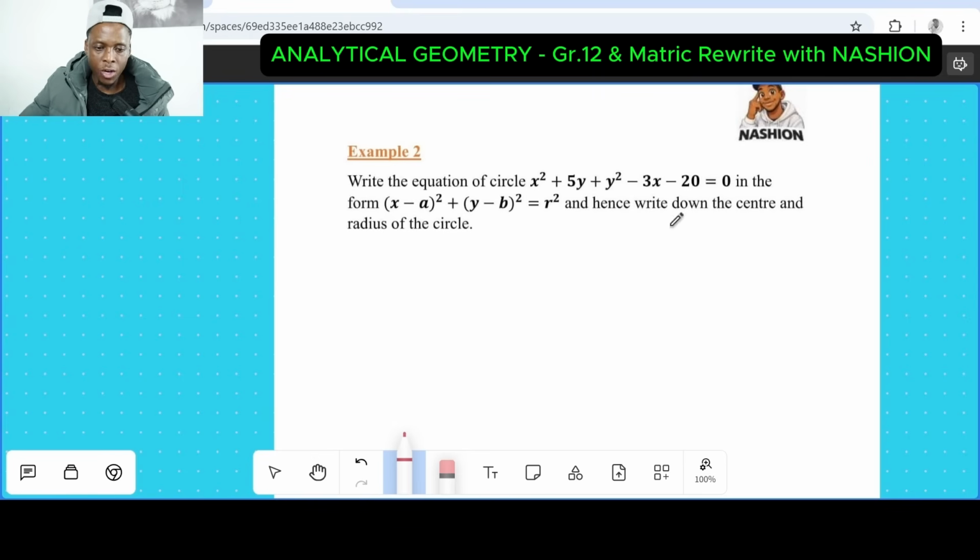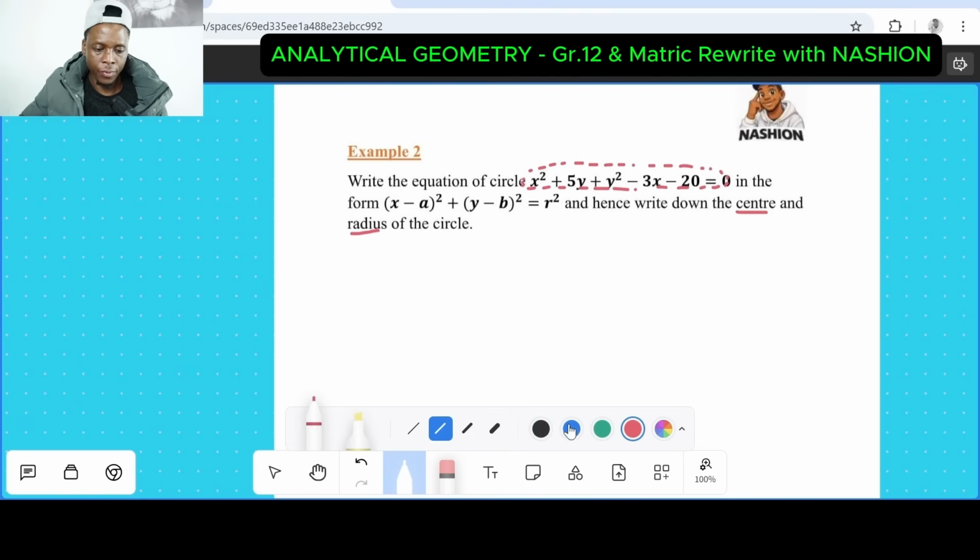Try this one out first, guys. Okay, so we're gonna write this equation of circle center away from origin in the standard form given here, with the aim of writing down the center and the radius after completing the square. Okay, let me rewrite what we have here.